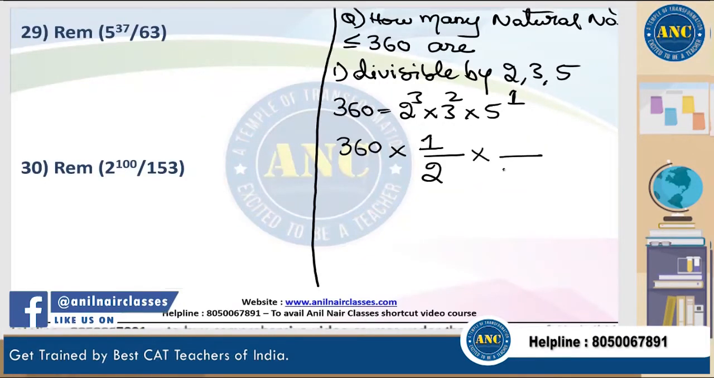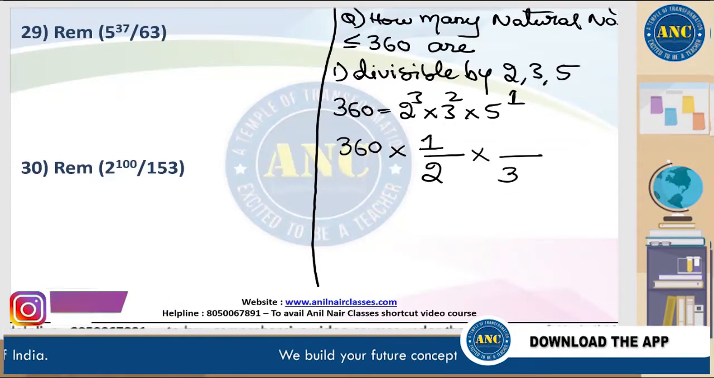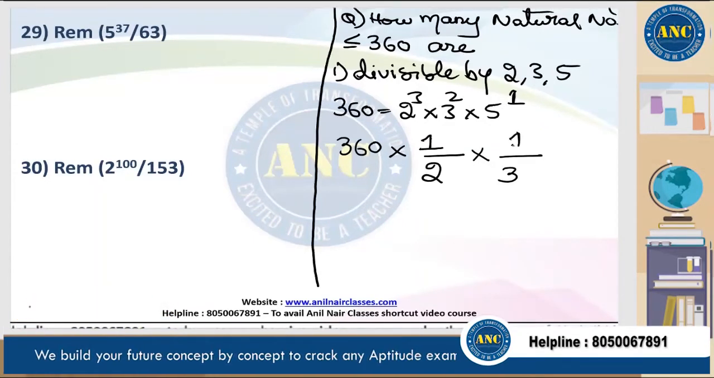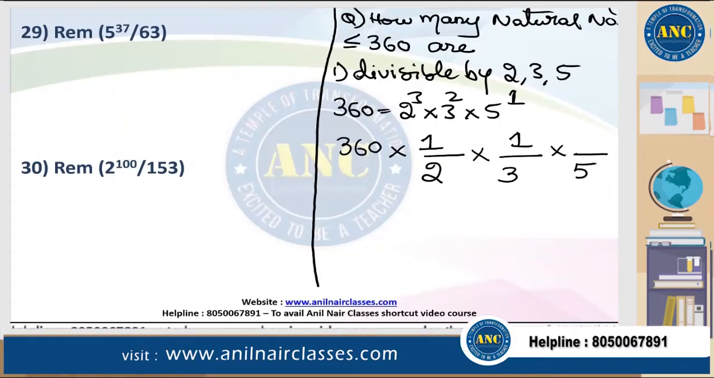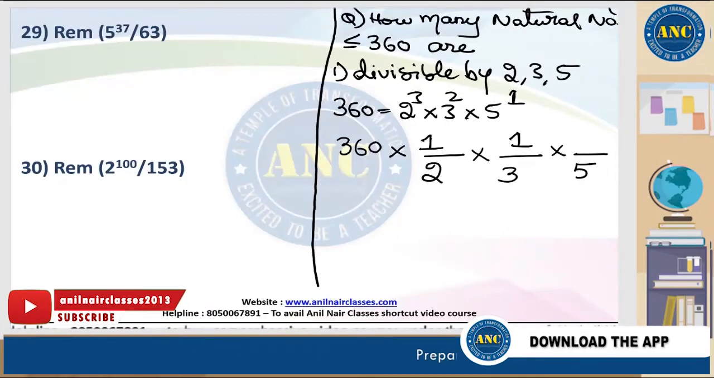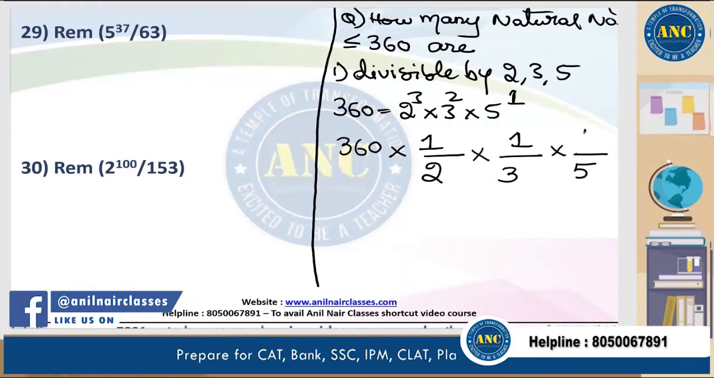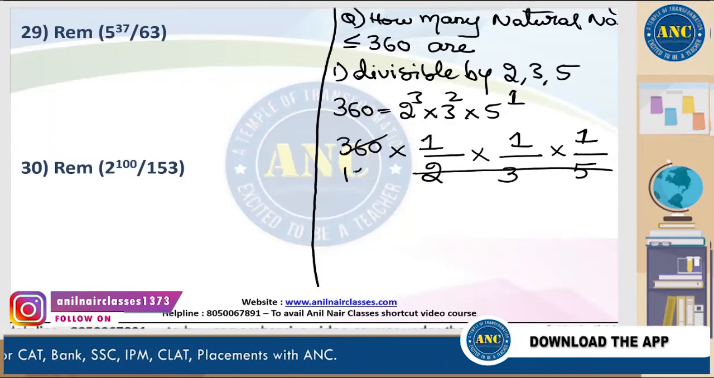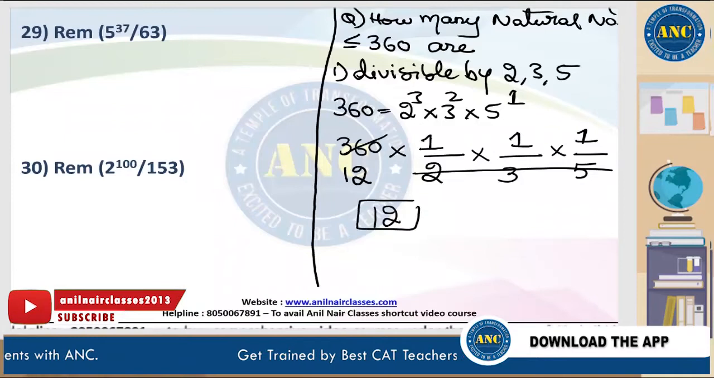For every three consecutive numbers, 4, 5, 6, 8, 9, 10, 12, 13, 14, one number is divisible by 3. We require only divisibility. Out of every 5 consecutive numbers, 1, 2, 3, 4, 5, 5 is divisible by 5. 8, 9, 10, 11, 12, 10 is divisible by 5. One number is divisible by 5. So 6 5s are 30, 30 12s are 360. The first answer is 12. I hope it is clear.